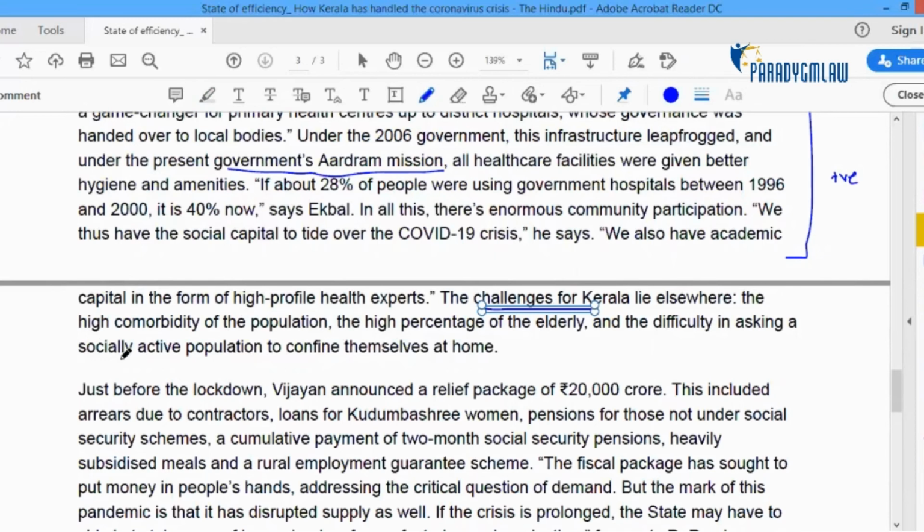Comorbidity basically means diseases that can prove to be fatal in the long term. So you will hear of comorbidity in case of cardiovascular diseases, renal failure, the kidney disease, and so on. So COVID-19 is a major case for high comorbidity of the population.